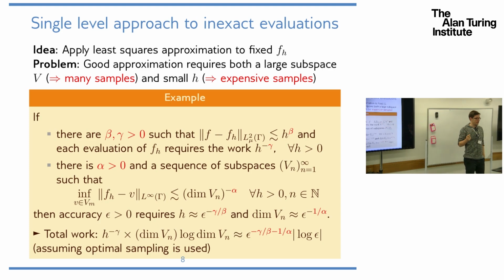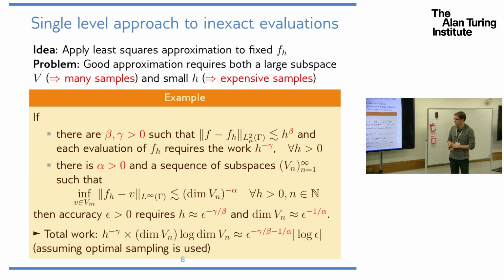And if the cost of these finite element solves grows like h to the power minus gamma, the gamma, for example, would depend on the dimension of the domain of the PDE. And if you also now can somehow establish that you have a sequence of polynomial subspaces in which you can approximate all of these response surfaces at a rate that is a negative power of the dimension of these subspaces, then, of course, to achieve a total accuracy epsilon.